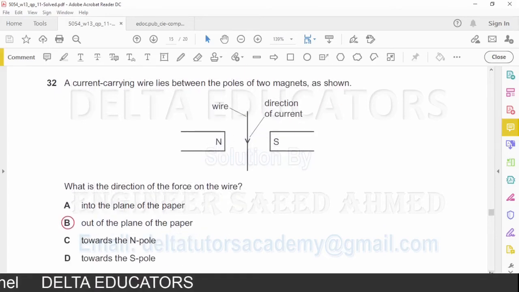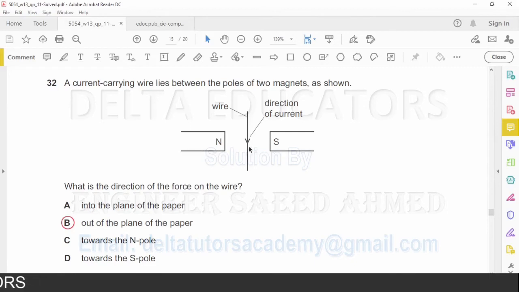Question number 32. A current carrying wire lies between the poles of two magnets as shown. What is the direction of the force on the wire? Here we have a magnet. It is north pole, it is south pole. Lines of force start from north and move towards south. So here direction of the magnetic field will be from left to right. And direction of the current in the wire is in downward direction. And here we have to find out the force on the wire.